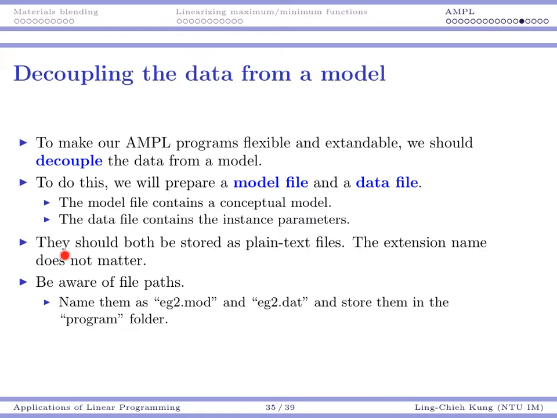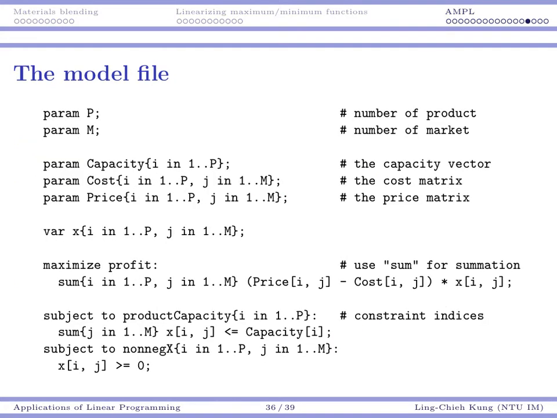Okay, so in any case, they should both be stored as plain text files, and the extension names again do not matter. So in the following example, I'm going to call them eg2.mod and eg2.dat and store them in the program folder again. So now let's look at my model file first.